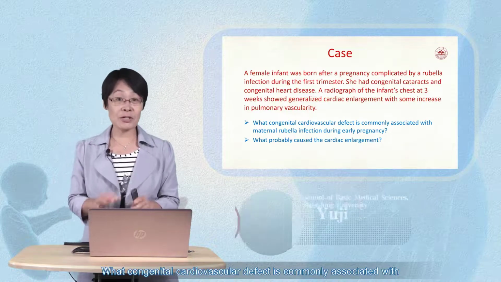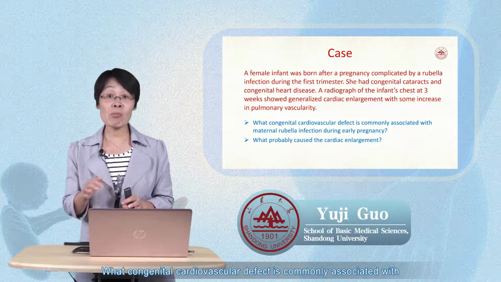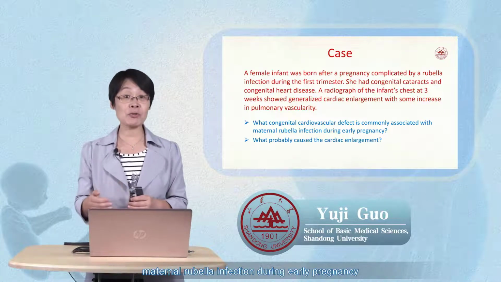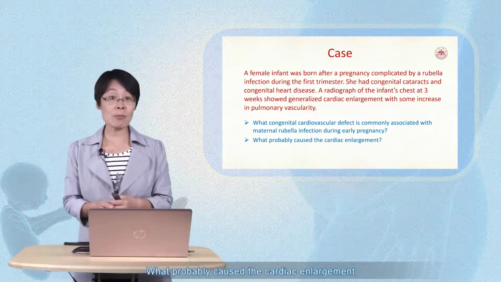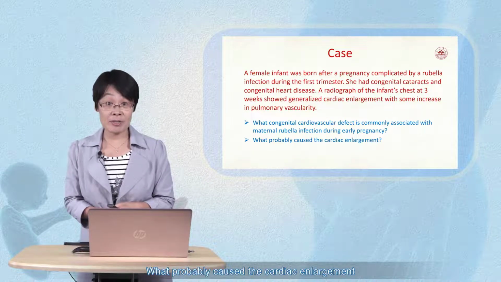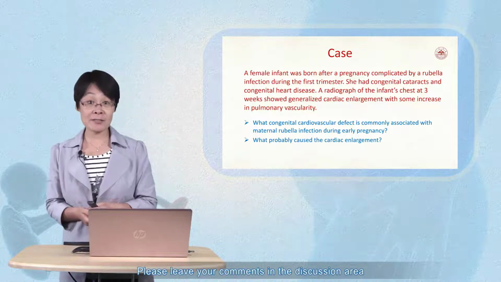What congenital cardiovascular defect is commonly associated with maternal rubella infection during the early pregnancy, and what probably caused the cardiac enlargement? Please leave your comments in the discussion area.